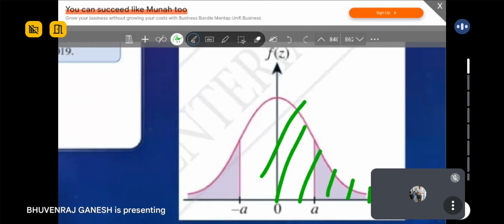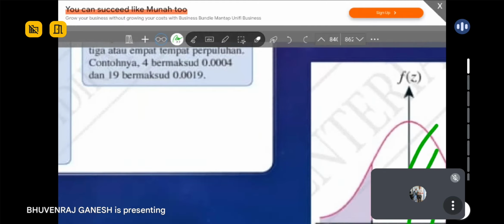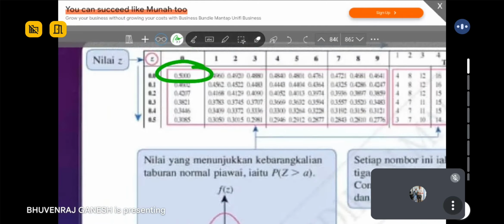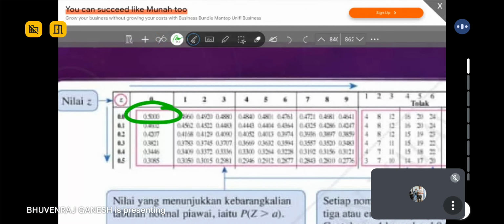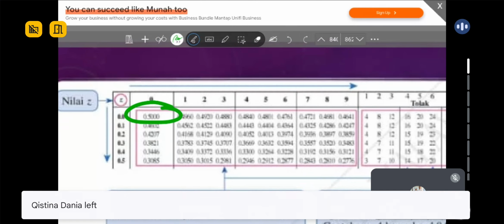Okay, so example, let's say kamu dapat kebarangkalian 0.9812. Boleh tak saya rujuk jadual untuk dapat skor Z? Yes or no? Let's say you got a value of probability 0.9812. Can I refer the table or not? Yes or no?